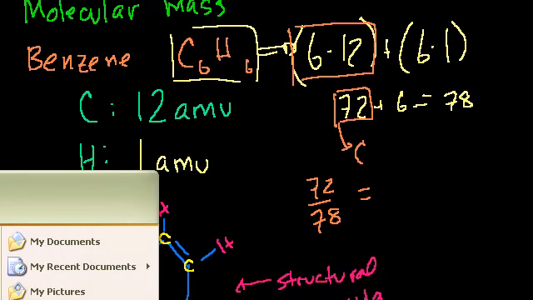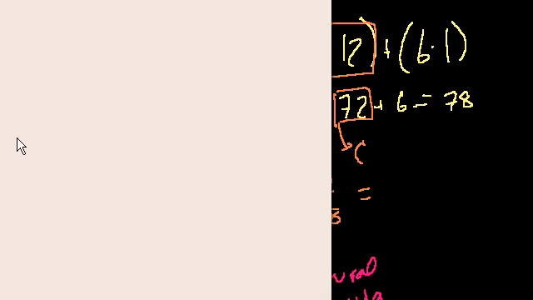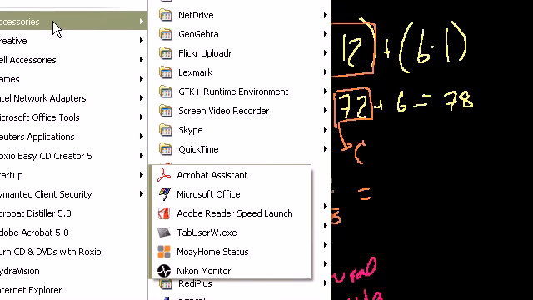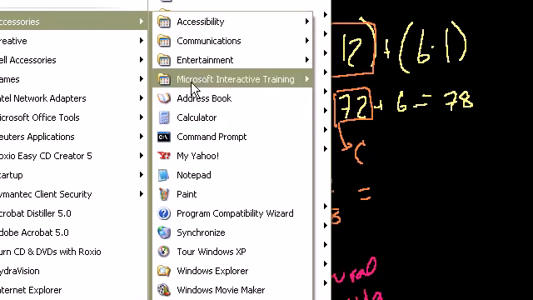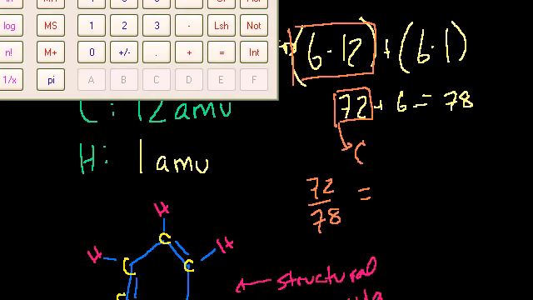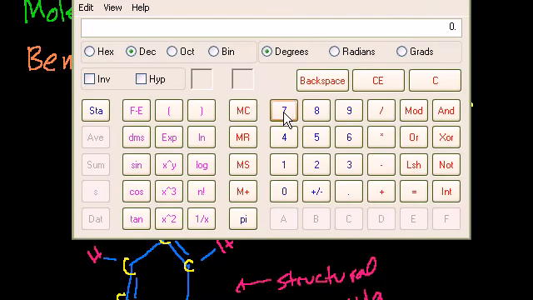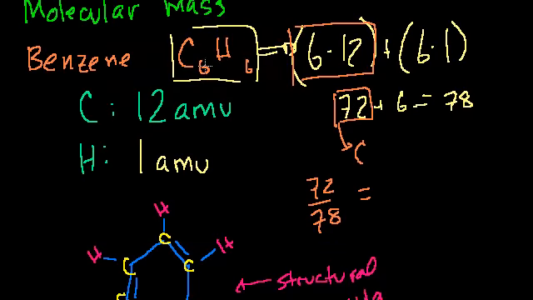Let me get a calculator going. I should have had my calculator open ahead of time. There you go. So 72 divided by 78 is equal to 92.3%. So benzene is 92.3% carbon by mass. And of course, the remainder, the 7.7%, is going to be hydrogen.